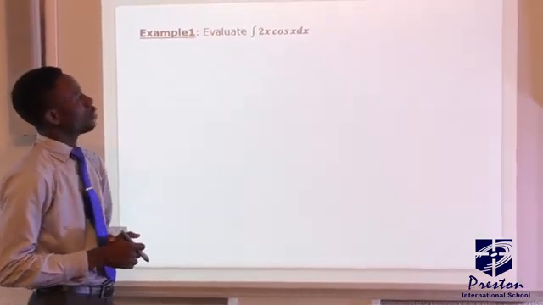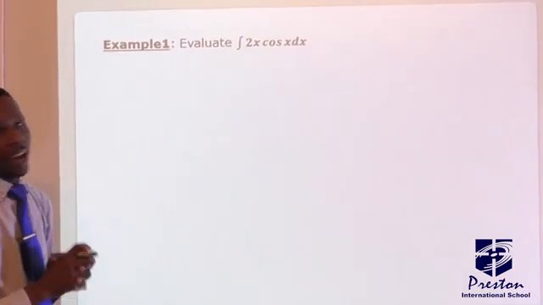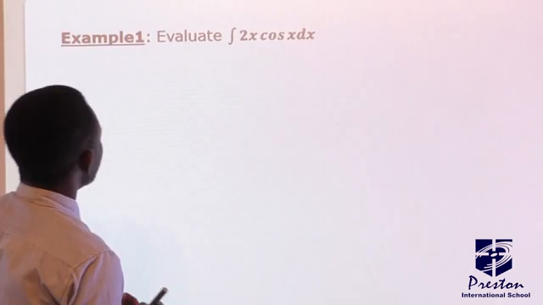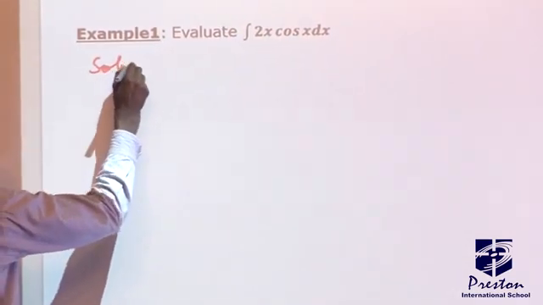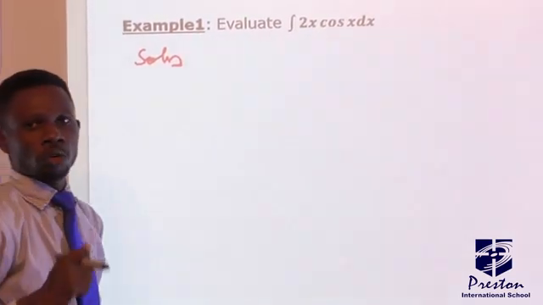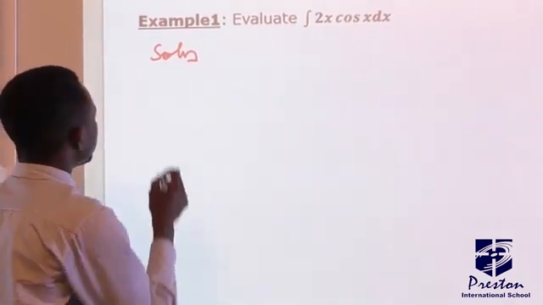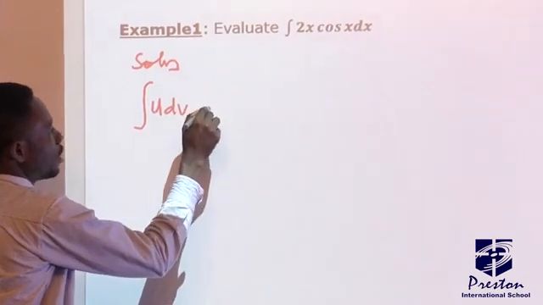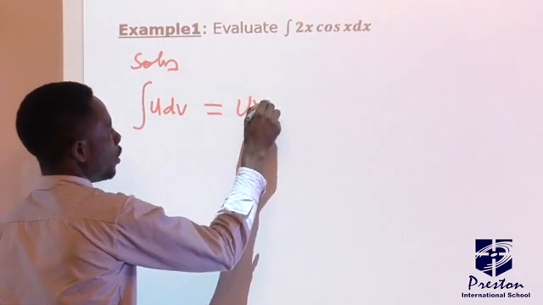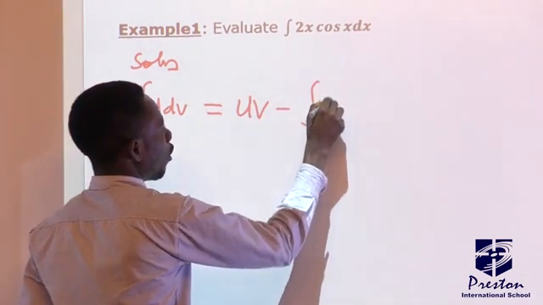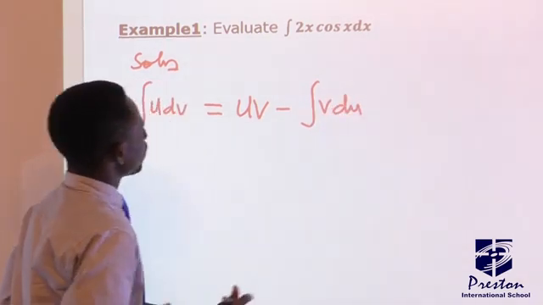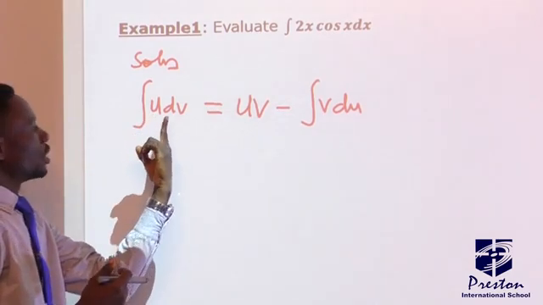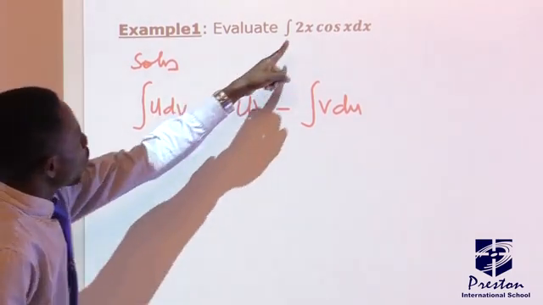Example 1 says, evaluate the integral of 2x cos x dx. Integrate 2x cos x dx. What do we do? At this point, the first thing that should come to our mind is writing the formula. And what is that formula? The formula says the integral of u dv is equal to uv minus the integral of v du. At this point, we should be able to identify which of the functions will take u and which one is taking dv.